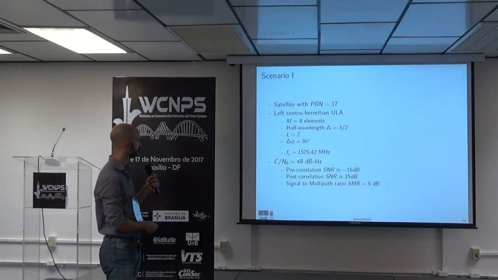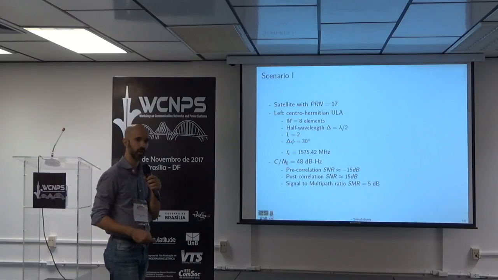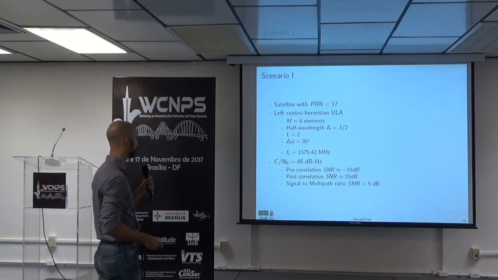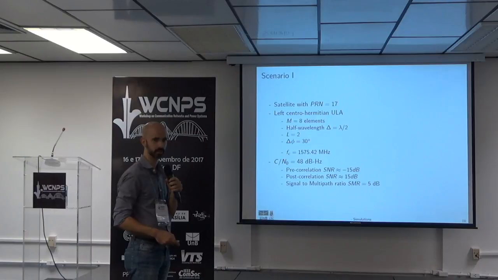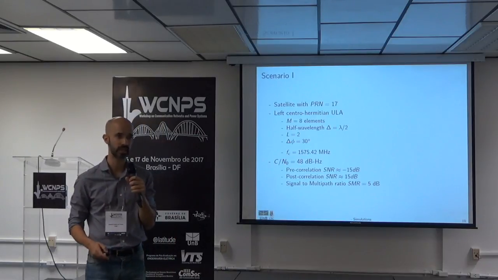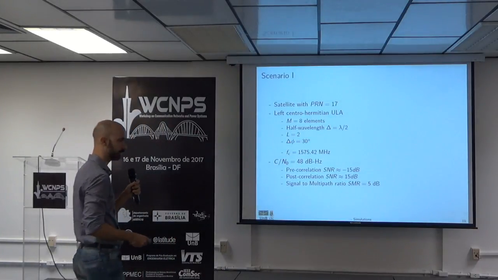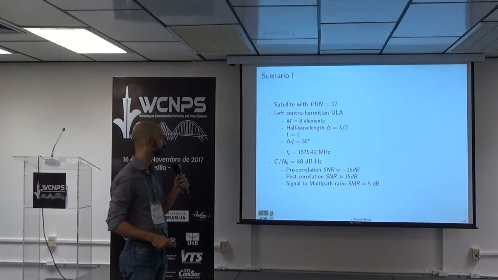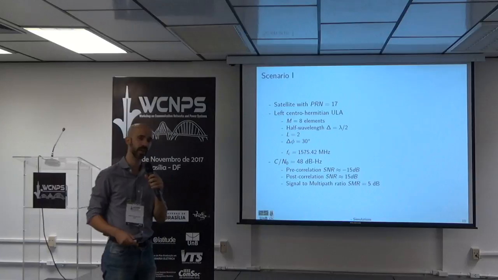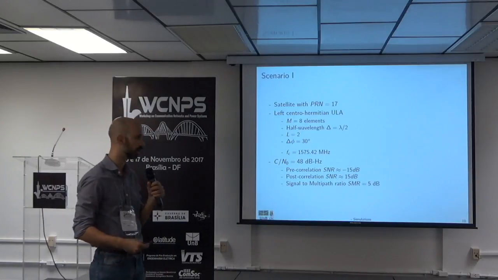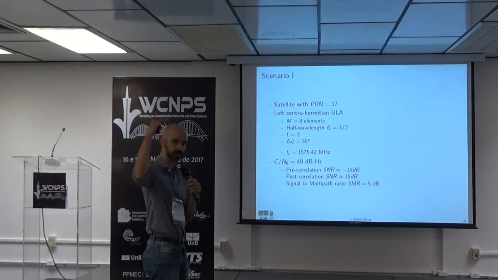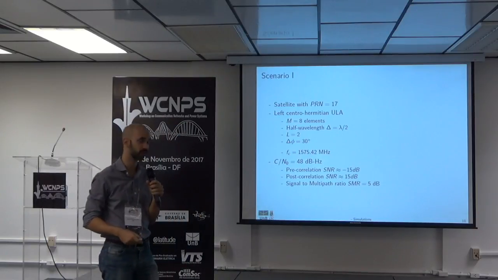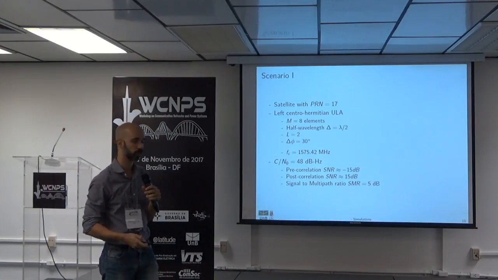And we're using the carrier frequency, which is standard GPS, of 1,575.42 megahertz. Carrier to noise ratio is 48 dB hertz, so it gives you a pre-correlation SNR of approximately minus 15 dB, and an approximate post-correlation signal to noise ratio of 15 dB. We also have an SMR, signal to multipath ratio, which is the ratio between the line of sight signal and the non-line of sight signal, which is relatively attenuated. In this case, it's 5 dB. So it finds itself at approximately 10 dB.